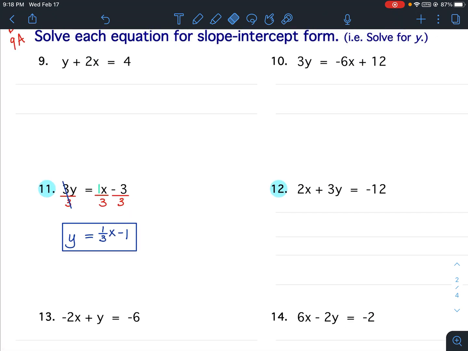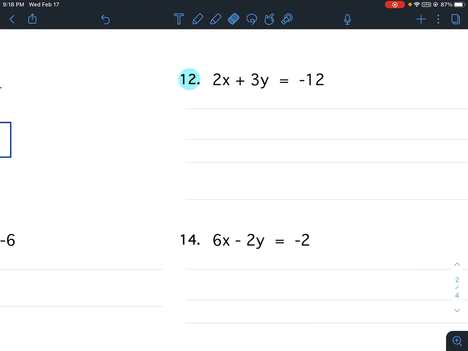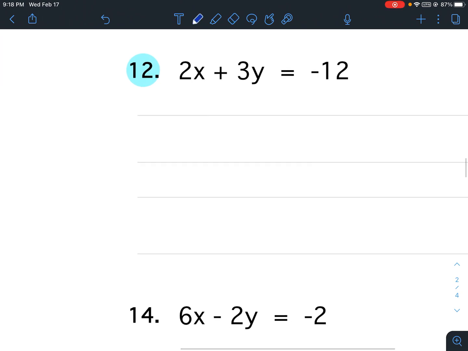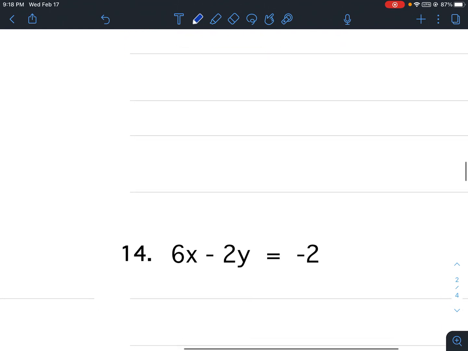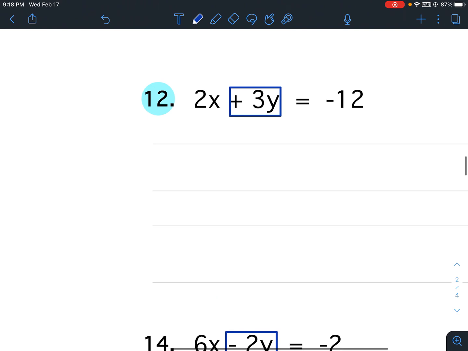Question 10 is very similar to question 11. Hint, hint. All right, question 12. 12 and 14 are the only 2-step problems on 9 through 14. So I'm going to box the variable term that I'm solving for. I want to solve for y, so I'm going to box 3y. I'm going to do the same thing for 14 and box the negative 2y. I want to eventually isolate the y.